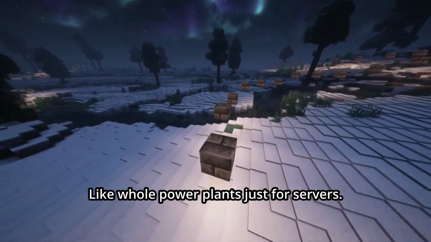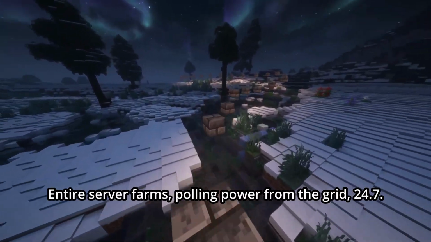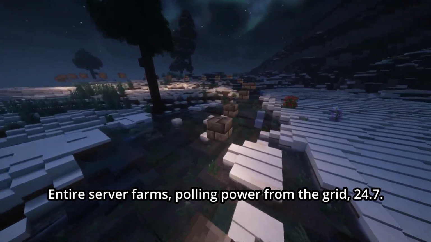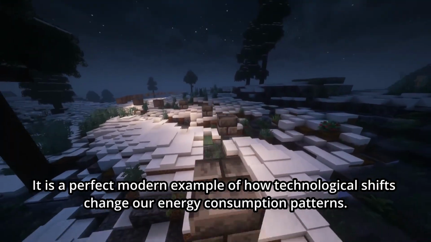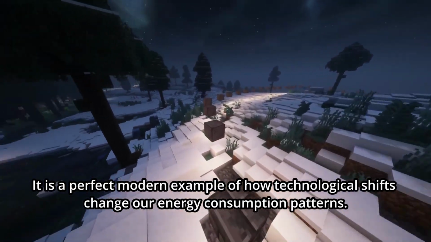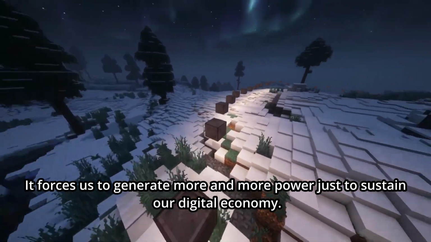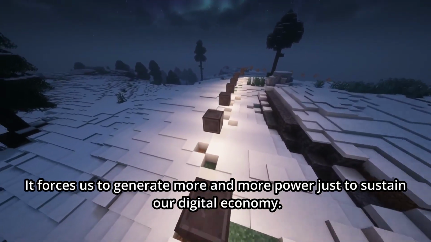Like whole power plants just for servers. Entire server farms pulling power from the grid 24/7. It is a perfect modern example of how technological shifts change our energy consumption patterns. It forces us to generate more and more power just to sustain our digital economy.